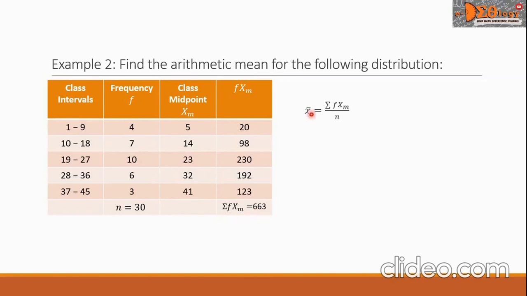Now let us use our formula for the mean. X bar equals the summation of f x sub m all over n. Taking the values from our table, we have the numerator as 663 and the denominator is 30. Simplifying this, the quotient will be 22.1. This is our mean. This is our final answer.